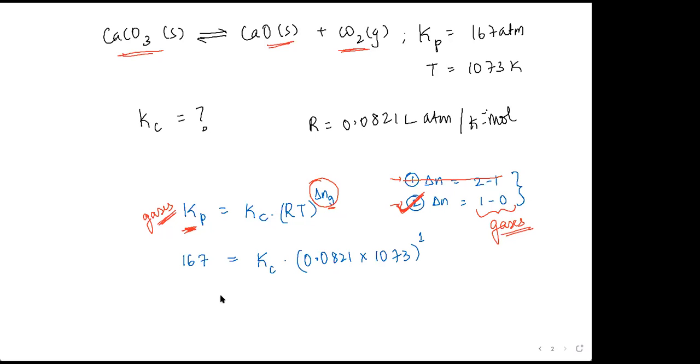Cool. Once you've got these values, you just need to calculate it. Kc will be equal to 167 divided by 0.0821 into 1073. I'm getting a big value. You won't, because this is basically 1000 times this, so essentially it is 167 divided by 82 point something. You should check your calculator. You should get close to 2. What Tarannum got is absolutely right. The answer you're supposed to get is 1.9.